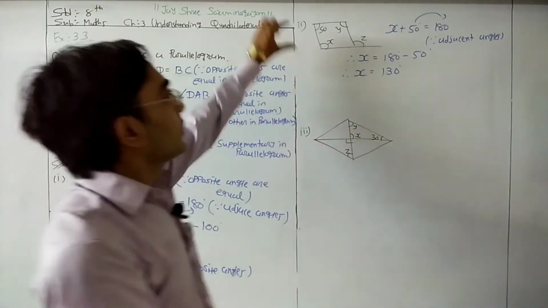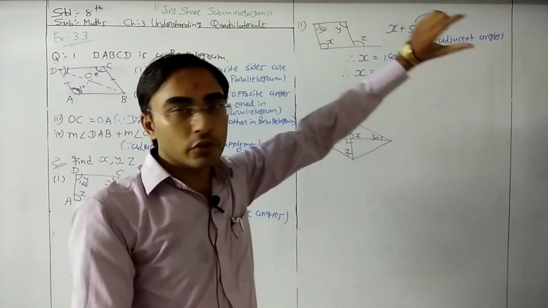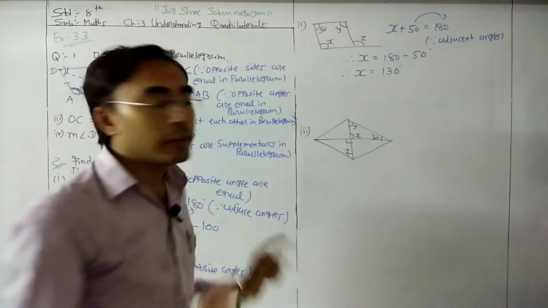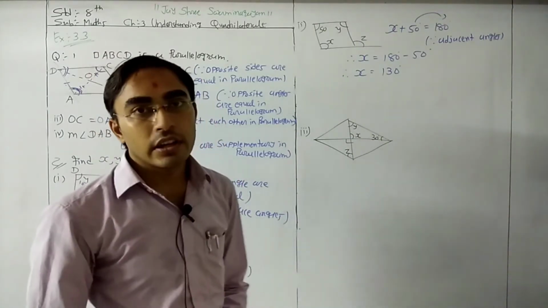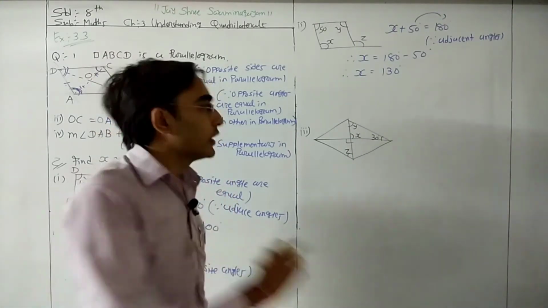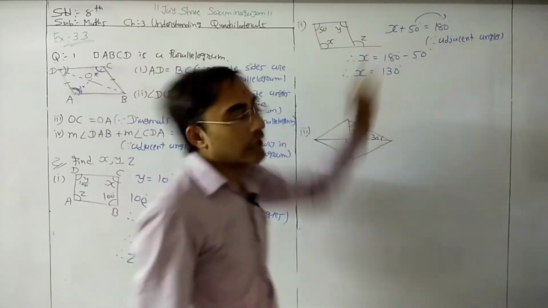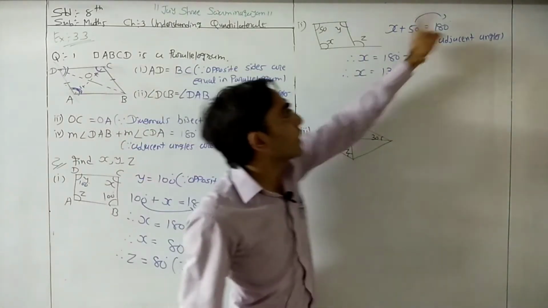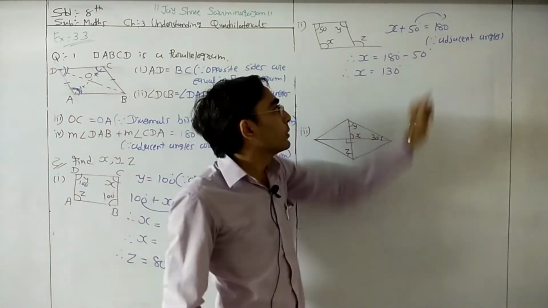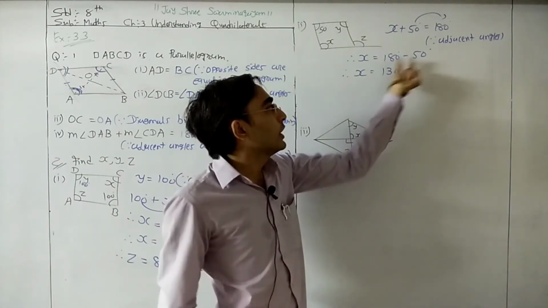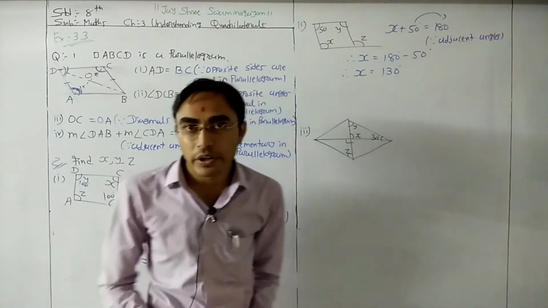So we can use this way: x plus 50 is 180 because these two are the adjacent angles, and we know that the sum of the adjacent angles is equal to 180 degrees. For finding the value of x, we can transfer this 50 to the right hand side, so it becomes negative 50, and 180 minus 50 is 130. Right?